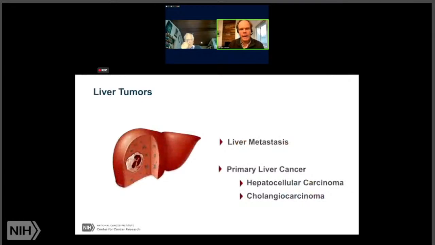Now, what I'm going to talk about is not cancer in general, but I would like to focus specifically on liver tumors. The majority of tumors that occur in the liver are liver metastases. And then there are also primary liver cancers. The number one is hepatocellular carcinoma, and the less common one is cholangiocarcinoma.